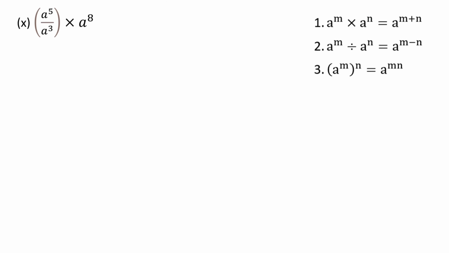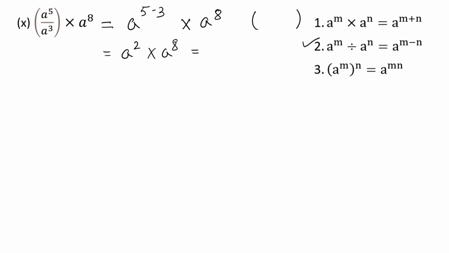10th one, a raised to the power of 5 divided by a raised to the power of 3, the whole thing multiplied by a raised to the power of 8. So first we would simplify what is given within the bracket using the second law, same base division sign, and then we need to subtract the exponents. So that is a raised to the power of 5 minus 3 into a raised to the power of 8. Mention the law here, otherwise marks will be deducted. This equals a raised to the power of 2 into a raised to the power of 8.